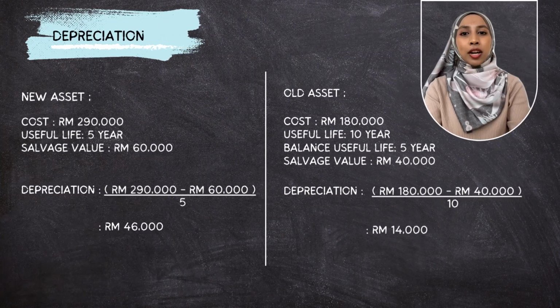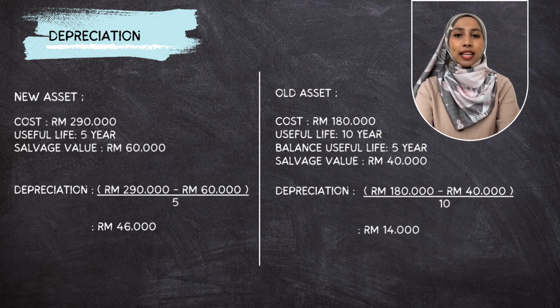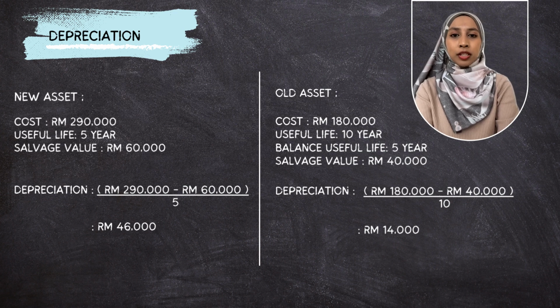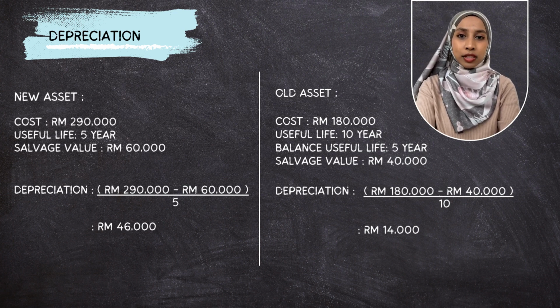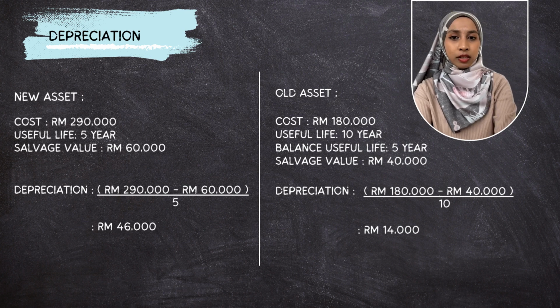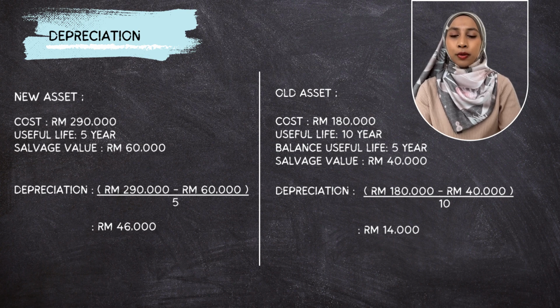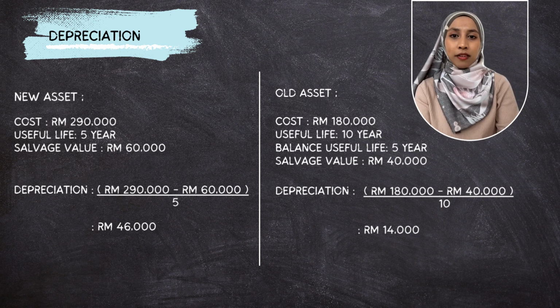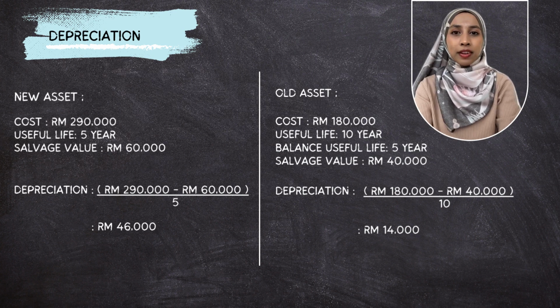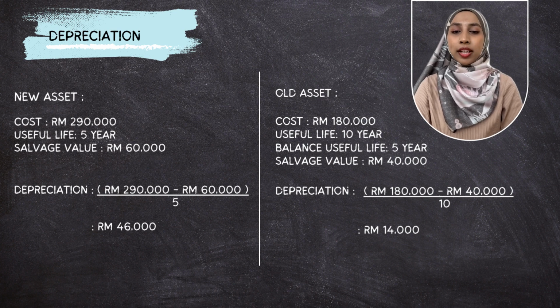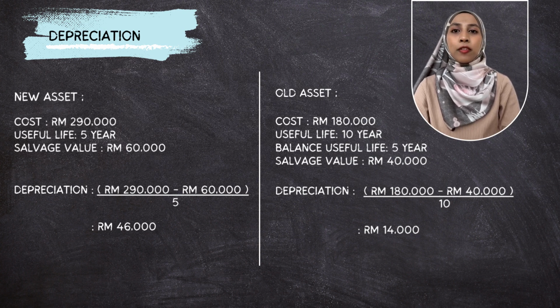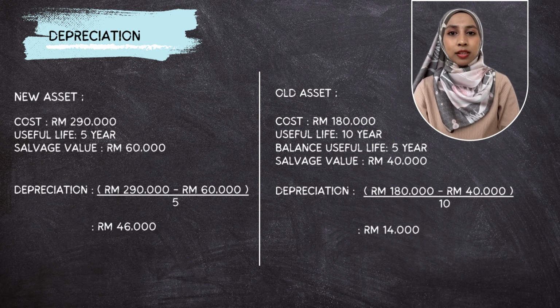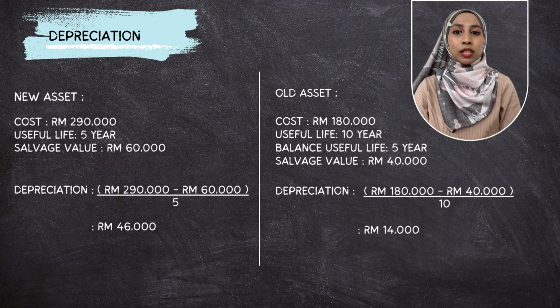To start off, we need to calculate the depreciation for both assets. The question already gives the new machine costing Rm290,000 and a salvage value of Rm60,000 with a useful life of 5 years. Depreciation is calculated as cost minus salvage value, divided by useful life. So to calculate, Rm290,000 minus 60,000, divided by 5. You will get Rm46,000 annually for the depreciation. Repeat the same process with the old machine and you will get depreciation of Rm40,000 annually.